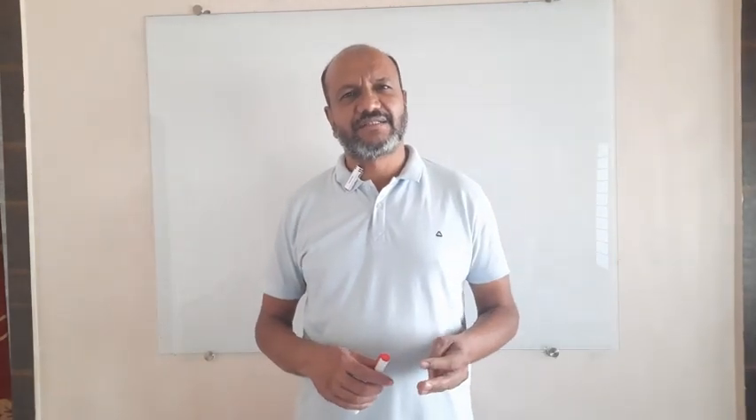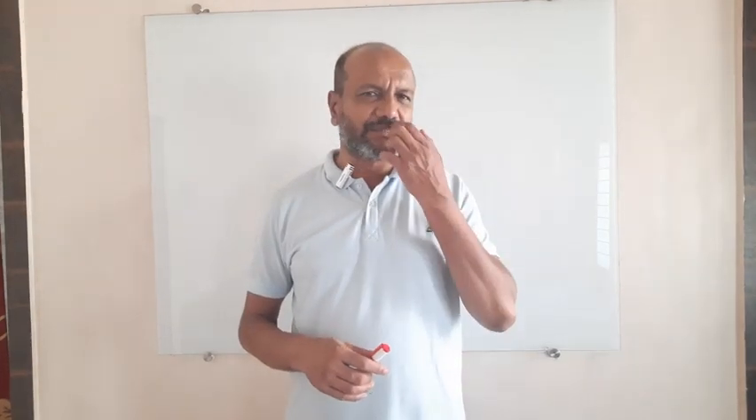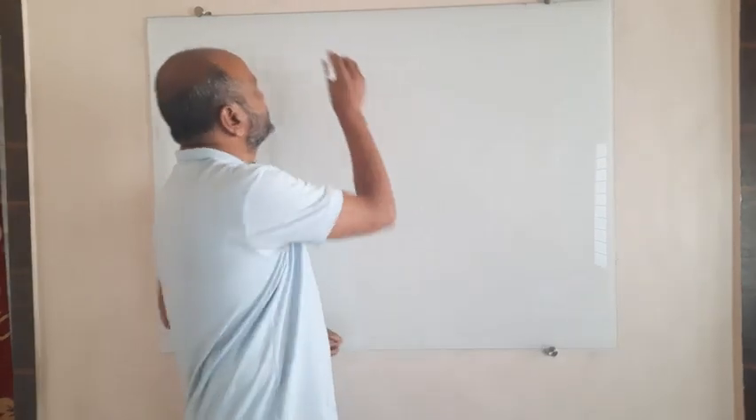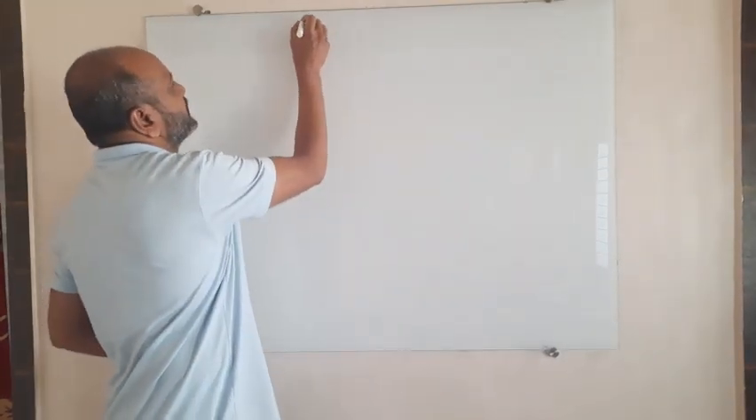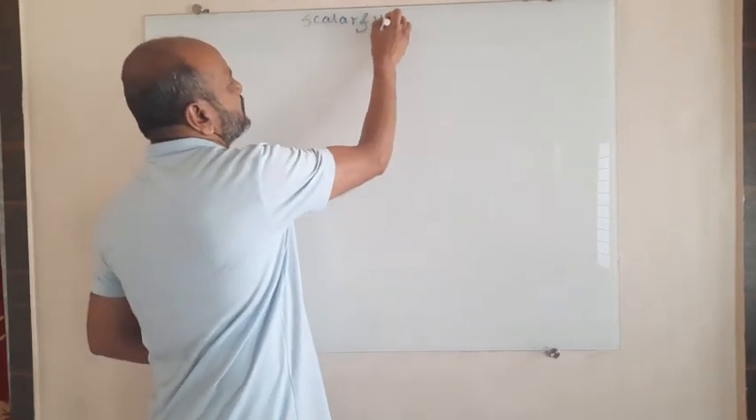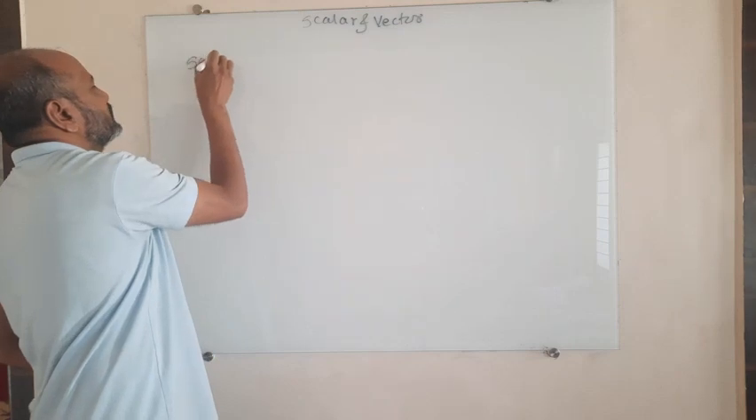In physics, physical quantities are distinguished according to magnitude and direction, so there are two types of physical quantities. The first one is the scalar and the second one is the vector. Therefore, we are going to discuss scalar and vector. First one, scalar means what?